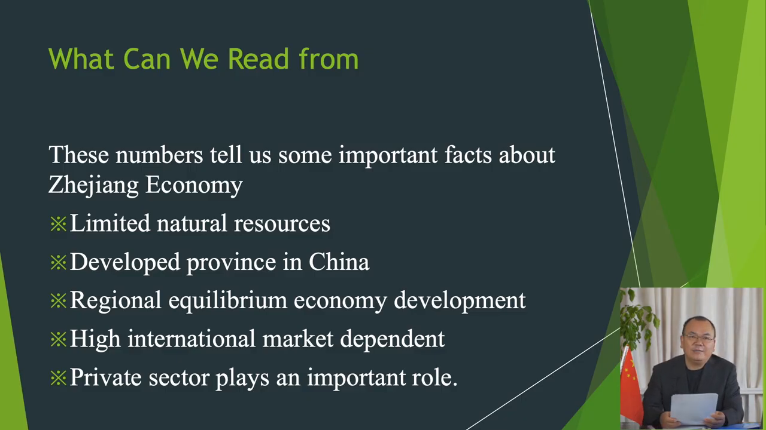We have given you a general picture of Zhejiang economy, its location, its GDP, its import and export, and we have said that since Zhejiang has limited natural resources, however, it's a developed province in China, and it has equilibrium regional development, equilibrium industrial development, equilibrium internal and external development, and also equilibrium rural and urban development. And we will discuss these one by one in detail in next week.